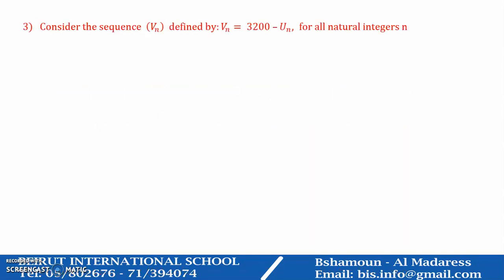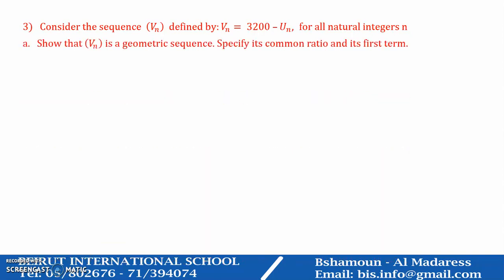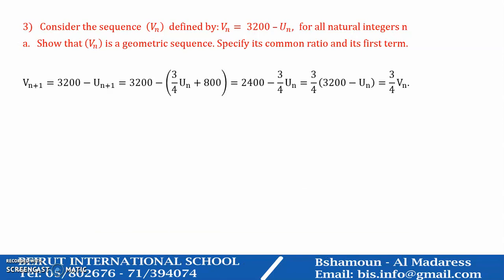Now in the third part, they ask us to consider a new sequence defined by Vn equal to 3200 minus Un, and they ask us to prove that the sequence is a geometric sequence. To prove that, we need to determine Vn+1. So Vn+1 equals 3200 minus Un+1. Why is that? Since here I have Vn, Un, so if we put here Vn+1, it will be Un+1. Then we replace Un+1 by its expression, which is 3 over 4 Un plus 800.